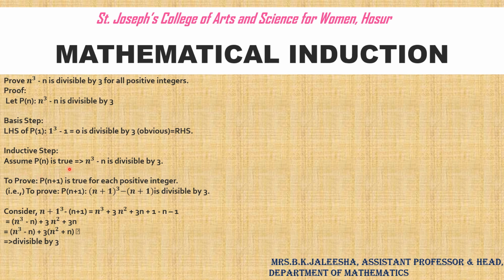That is, P of n is true, we need to assume. P of n is true means what is the case? n cube minus n is divisible by 3 is the meaning. So we need to prove P of n plus 1 is true. n plus 1 means how this taken statement will be changed. P of n plus 1 denotes (n plus 1) the whole cube minus (n plus 1) will be divisible by 3. So this is the thing we need to prove.